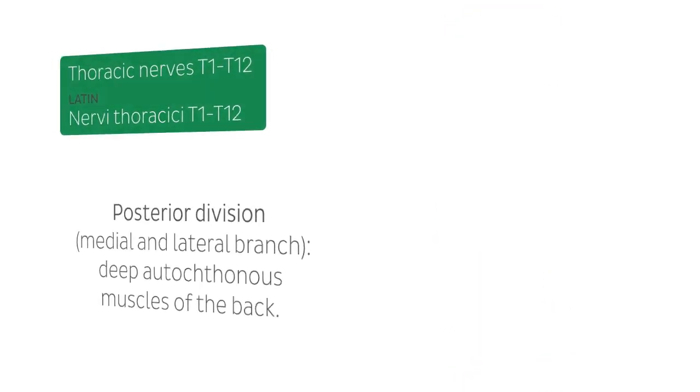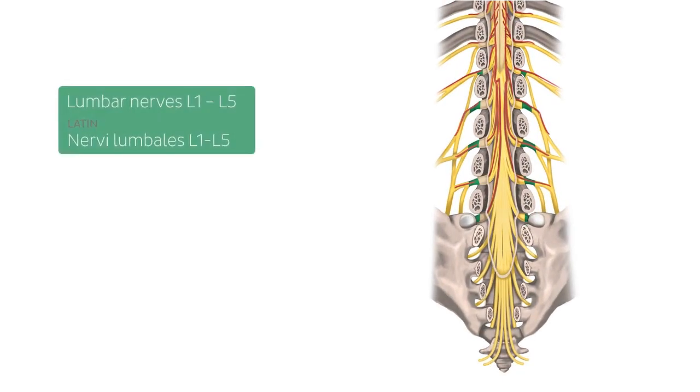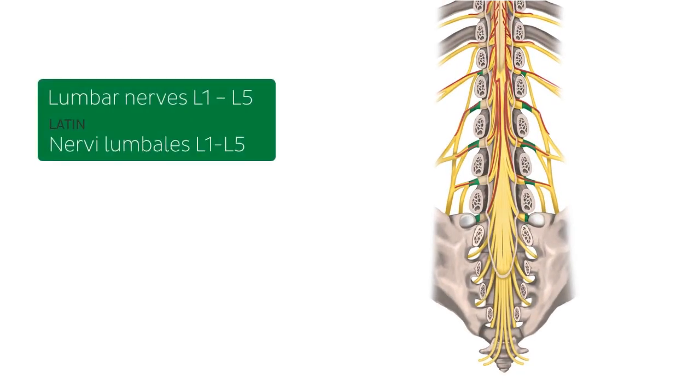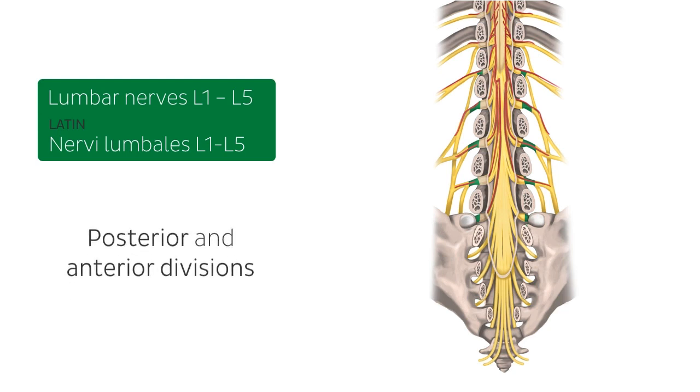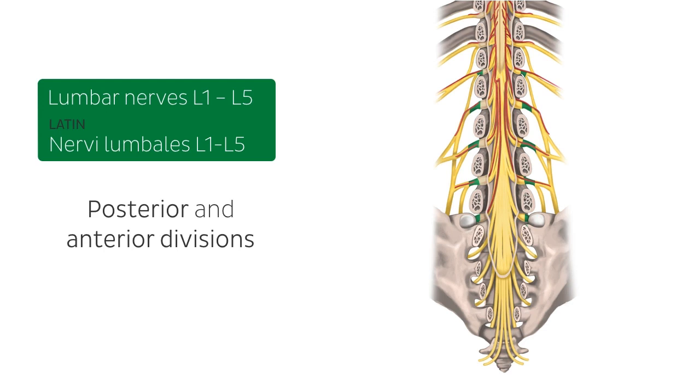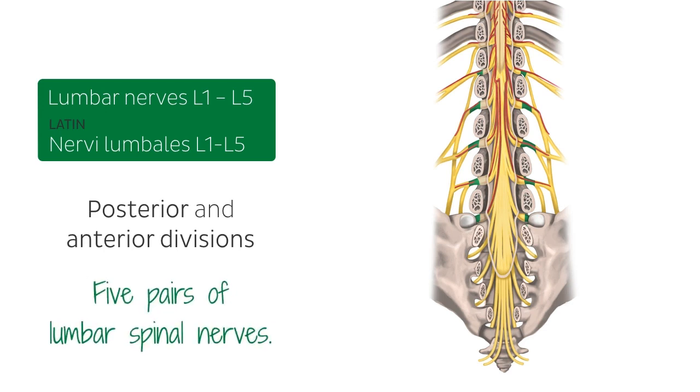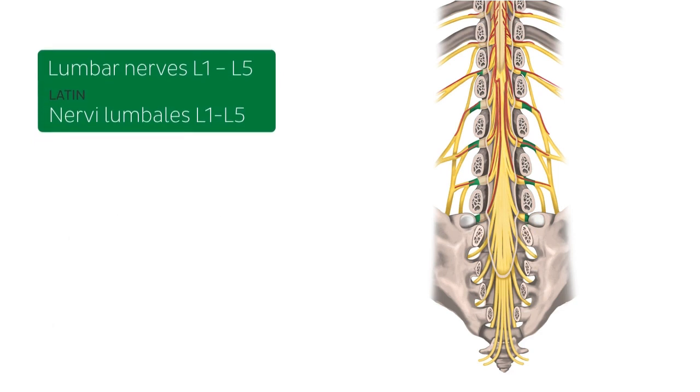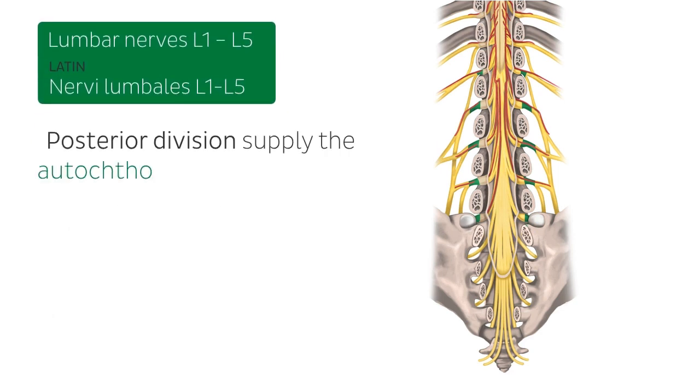From the lumbar segment of the spinal cord come the lumbar nerves. The lumbar nerves, like all the nerves we have discussed so far, are divided into posterior and anterior divisions. There are 5 pairs of lumbar spinal nerves that emerge just below each of the respective lumbar vertebrae, as you can see here. The posterior division or branches of the lumbar spinal nerves supply the autochthonous back muscles as well as giving off cutaneous branches.